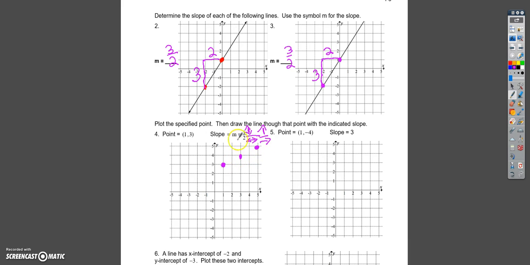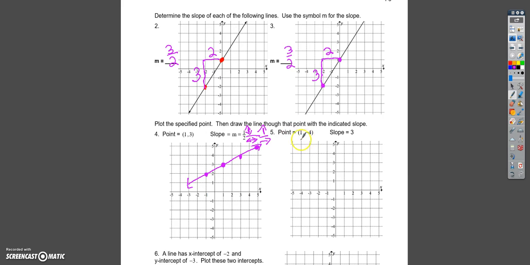You can even do the opposite. Fall and go backwards. Fall, go backwards. And then once you have your points, you can draw your line.